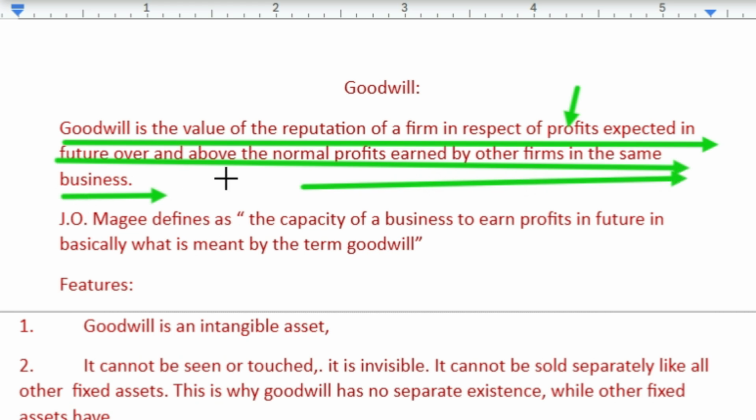Here it is saying that for two businesses identical in all respects, their earned profit amounts can be different, because one firm has more goodwill than the other. So if a firm possesses a goodwill reputation, its earning capacity will be increased compared to another firm having less goodwill or reputation in the market. This is what is meant by profit expected in future over and above the normal profit earned by other firms in the same business.